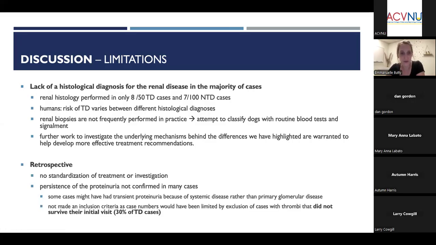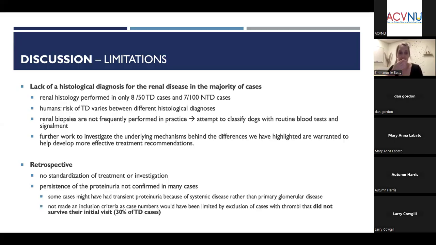Of course, it was a retrospective study, so we had no standardization of the treatment or investigation, and even the persistence of the proteinuria was not confirmed in many cases. So some cases might have had transient proteinuria because of a systemic disease and not necessarily primary glomerular disease, so not something that they could have assessed because that was just based on one UPC.